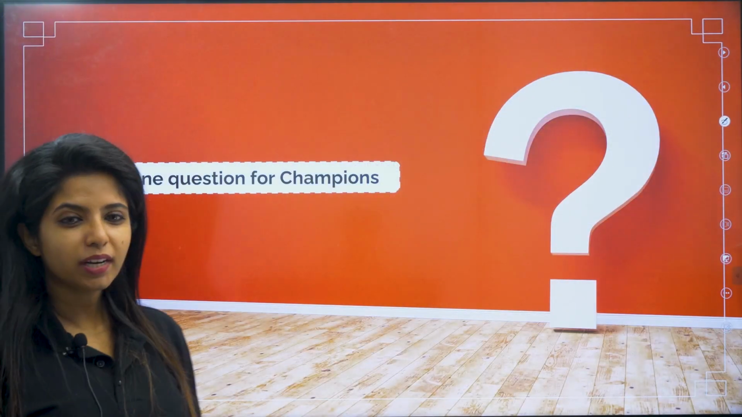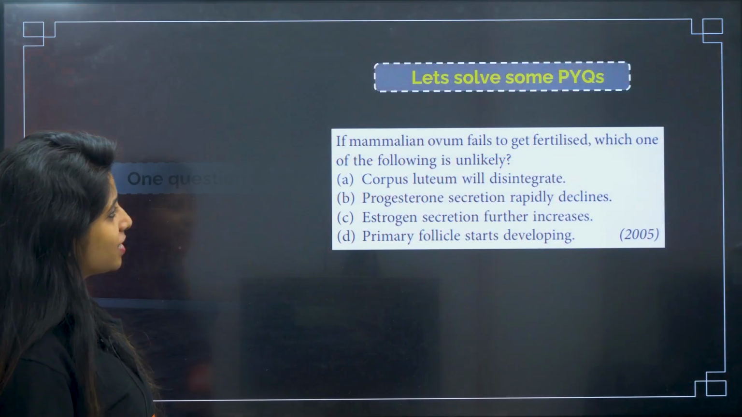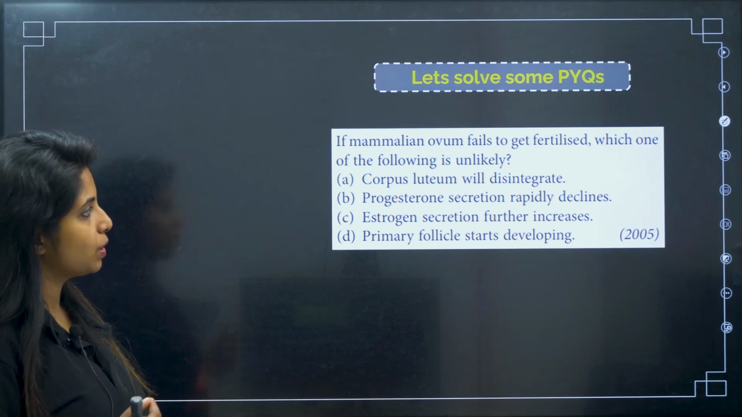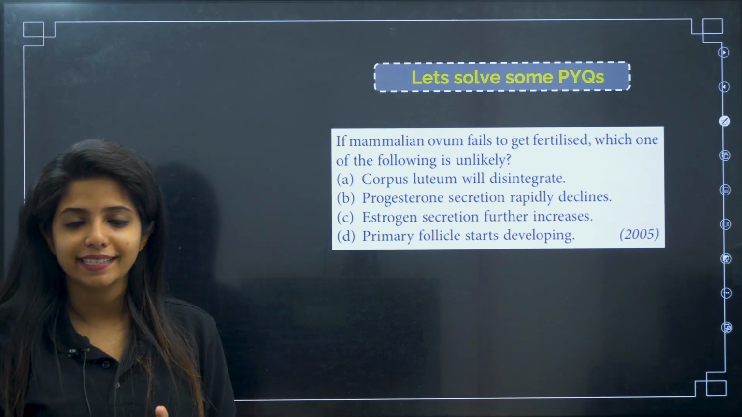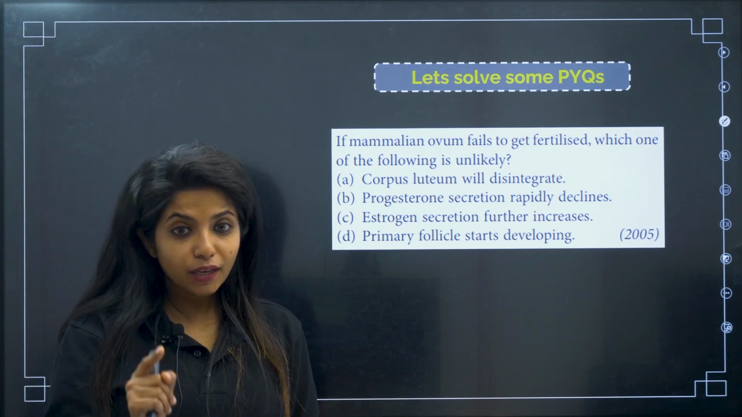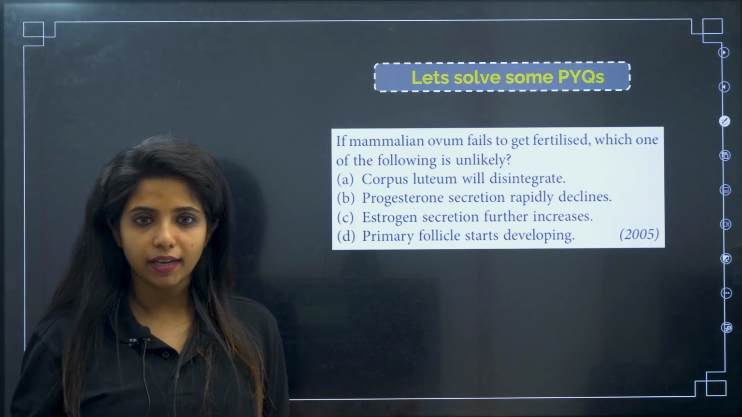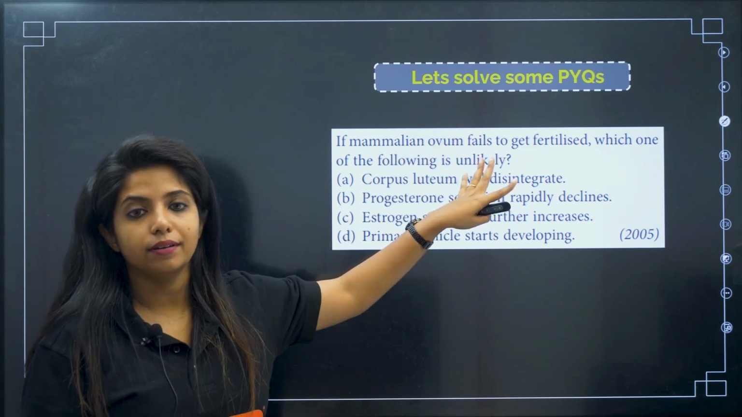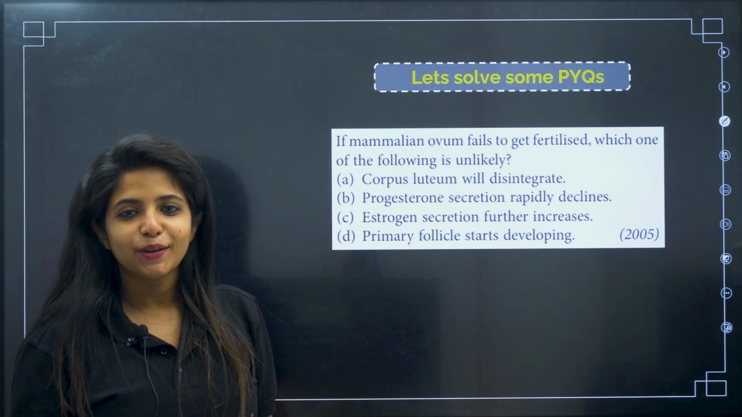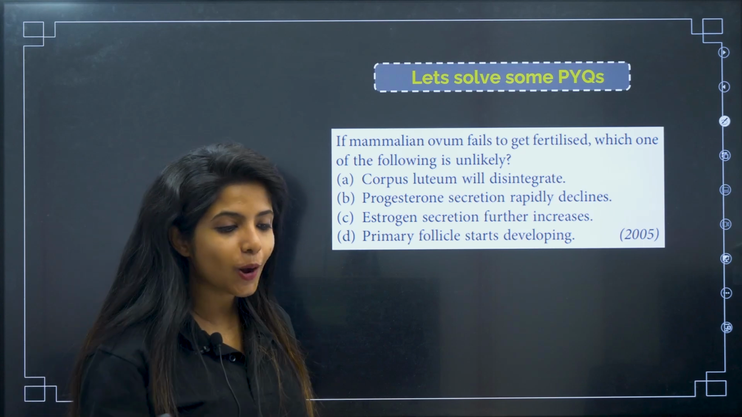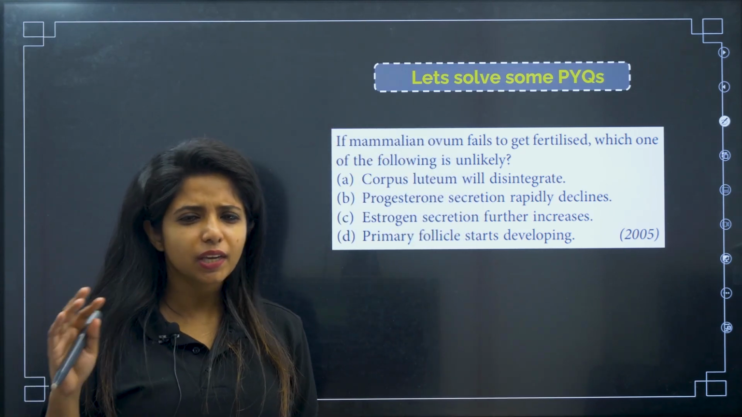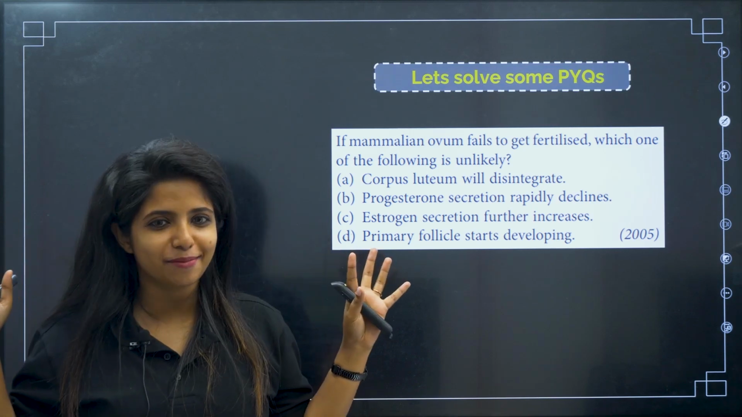Now, there should be one question for my champions, which is related to this particular topic. So this is the question that we have. If mammalian ovum fails to get fertilized, which one of the following is unlikely? I'll repeat the question. If the ovum fails to get fertilized, fertilization is not happening, which of the things are not going to occur? That is the question. Okay. Now these are the options that you have. You can solve it down in the comment box and I'll choose one among you for sure, because I think this question is kind of tricky with the language that it has, but the answer is kind of very simple.